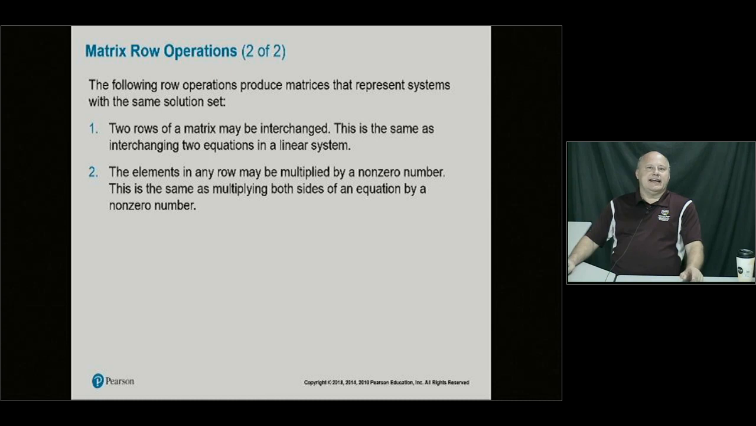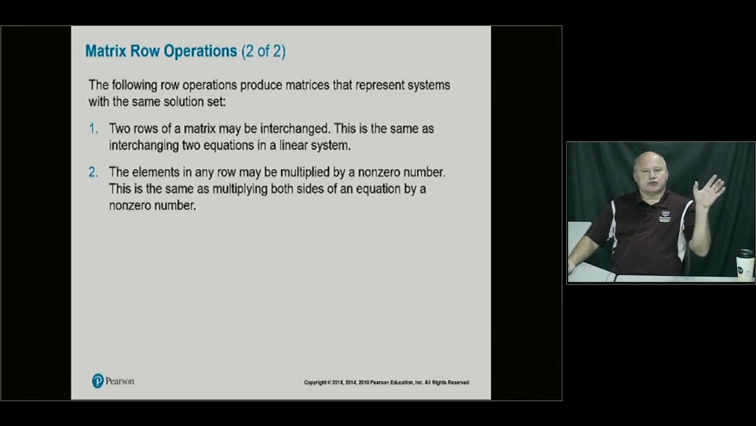Okay? The elements in any row may be multiplied by a non-zero number. This is the same as multiplying both sides of an equation by the same non-zero number. So what this is basically saying is something that you've always remembered: whatever you do to one side of an equation, you got to do to the other side. So if you've got a matrix row with elements 2, 3, and 4, and you want to multiply that whole row by 5, you can do that.